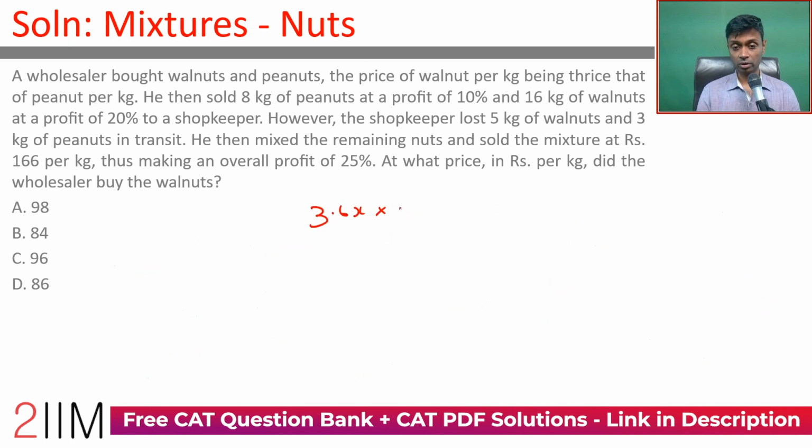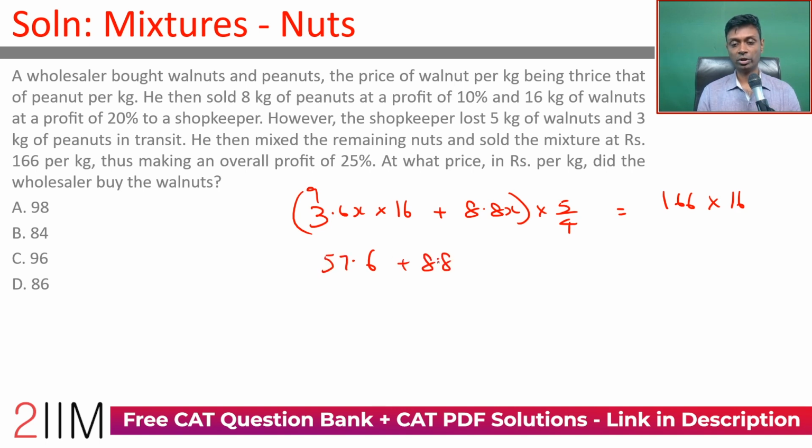3.6x into 16 plus 8.8x, the whole thing into 5 by 4 equals 166 into 16. 6 16s are 96, 6 9, 16 3s are 48, 57.6 plus 8.8. Sorry, 8.8 into 5 equals 4 into 166 into 16.